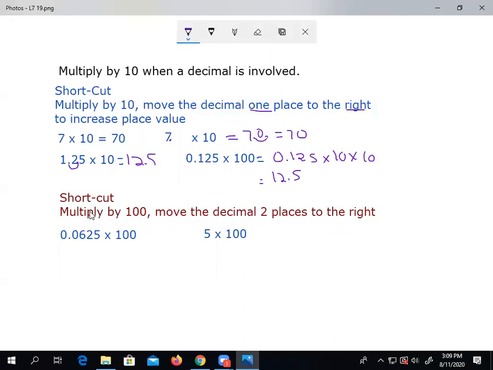So what we pick up on is there's a shortcut. If you're multiplying by 100, all you really got to do is move the decimal 2 places to the right. So if I have like 0.625 times 100, the shortcut is just slide the decimal 2 places to the right to increase place value. And that gives me then 62.5, a much bigger number.